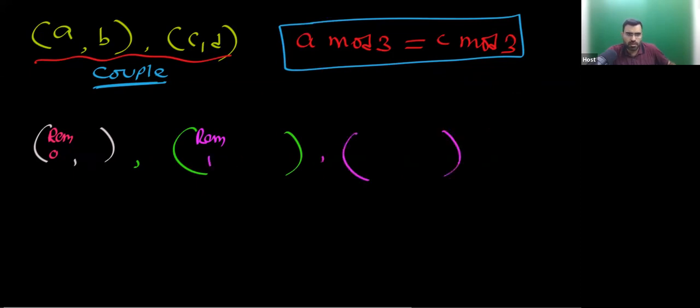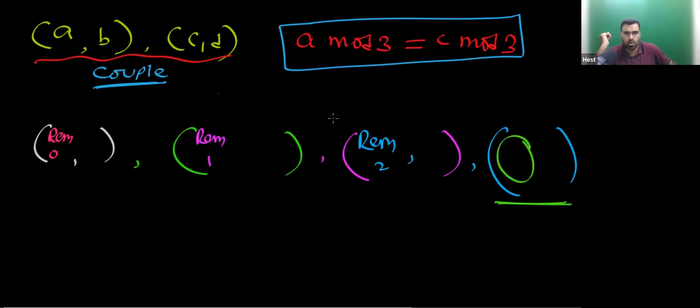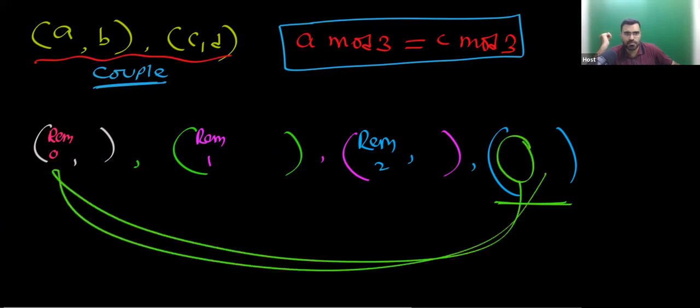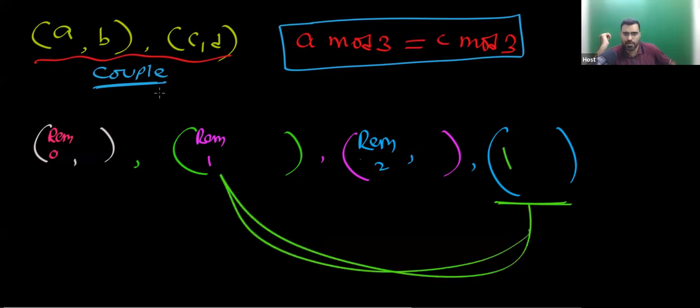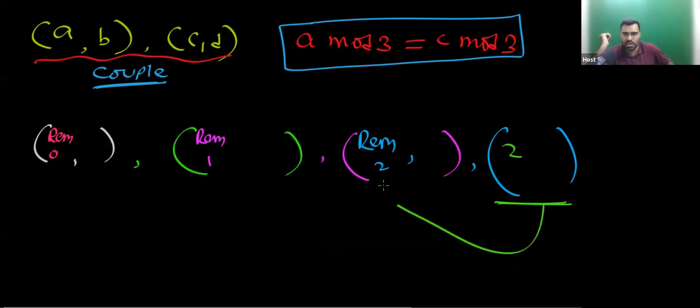Okay. Now, can I give you remainder 0? No. Can I give you remainder 1? No. What I can do, I can give you remainder 2. Now you tell me, if I give you one more ordered pair, what automatically will happen? Whether you take remainder 0, they will be the couple. If you take remainder 1, they will be the couple. If you take remainder 2, they will be the couple.